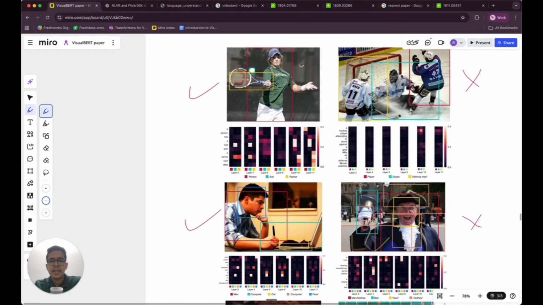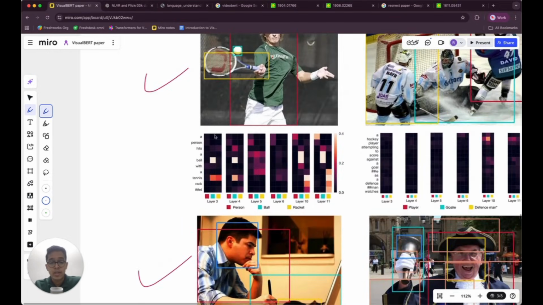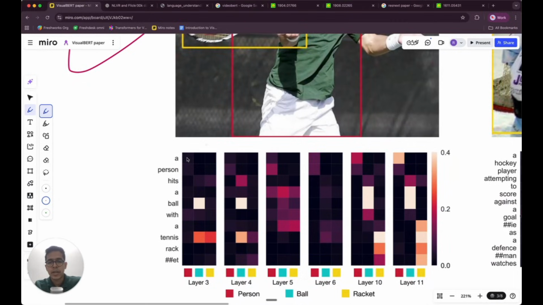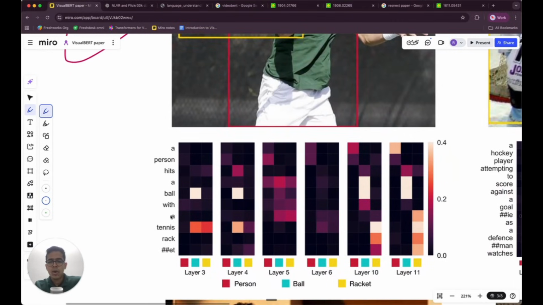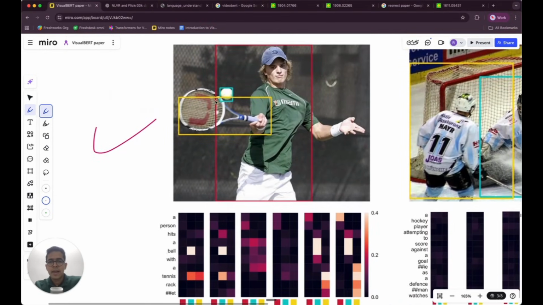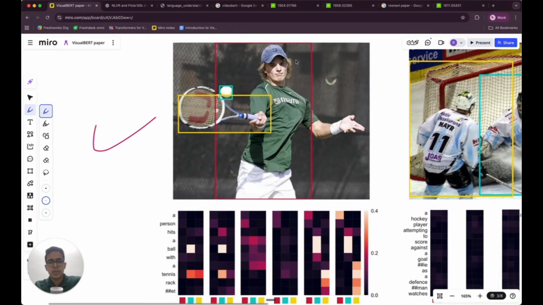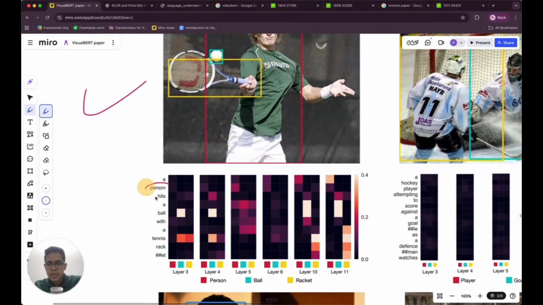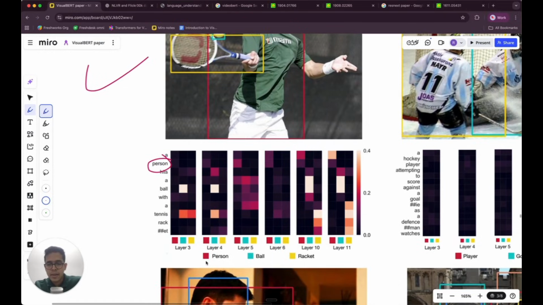So this tennis example we already looked at. Oh no, actually we did not look at it. We looked at the person who was walking. A person hits a ball with a tennis racket, right? So now this red color box is person, which means this person word should be most highly correlated with red. Is that the case? Yes, towards the last layer, indeed, that's the case. This row is person, this column is person.